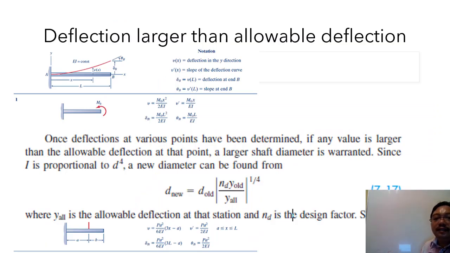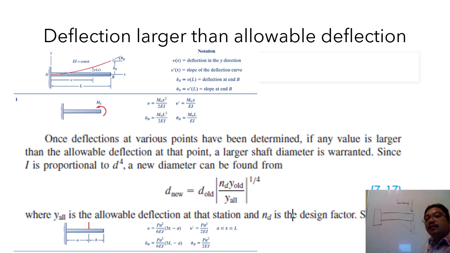Deflection that is larger than the allowable deflection. First of all, what is deflection? Let's say this is your shaft. This is the clamp. This is a hanging cantilever shaft, and you put a load here. And then it deflects. This is deflection.